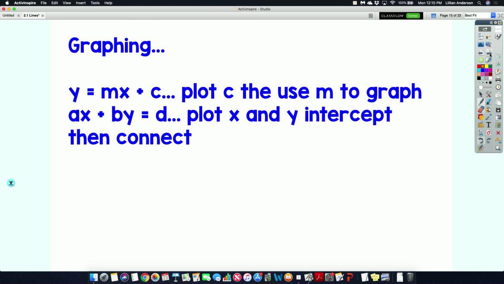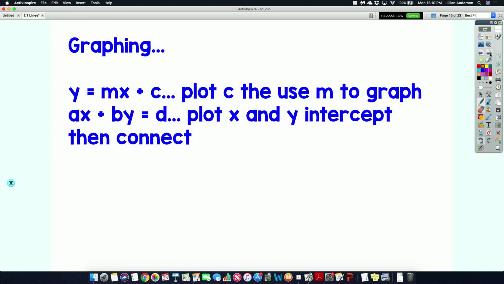Graphing. Just a reminder, these are the lines. When it's in gradient-intercept form, you have y equals mx plus c. You plot your c and use m to graph the rest, right? Plot your c, use m to graph.